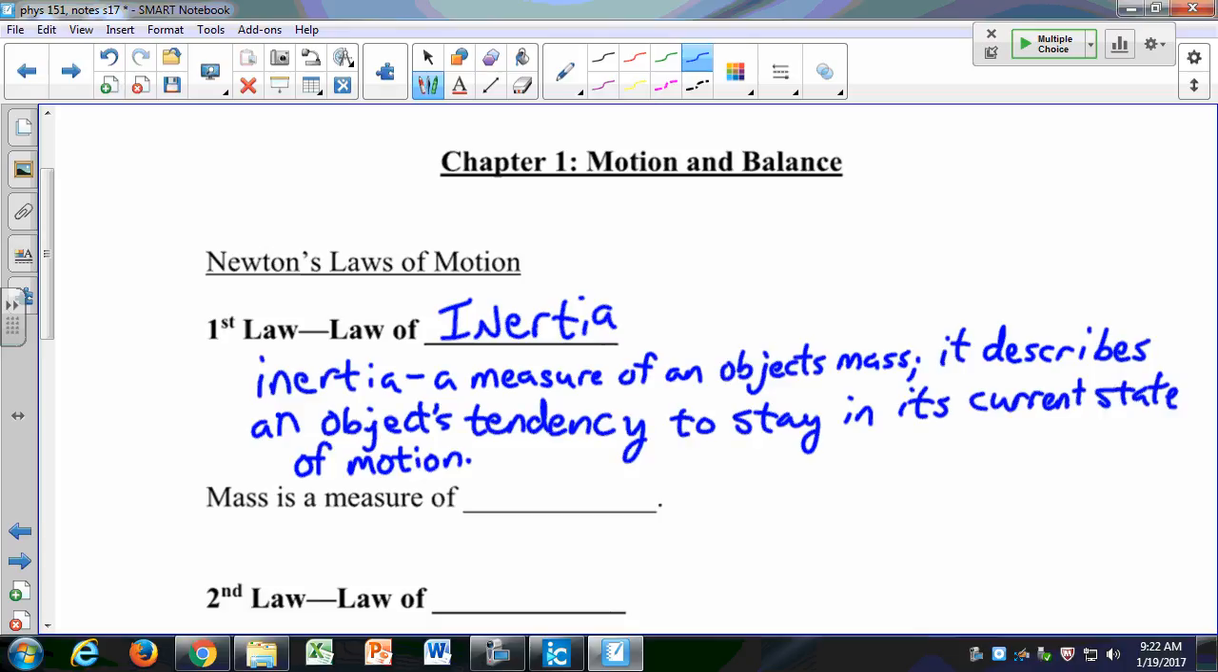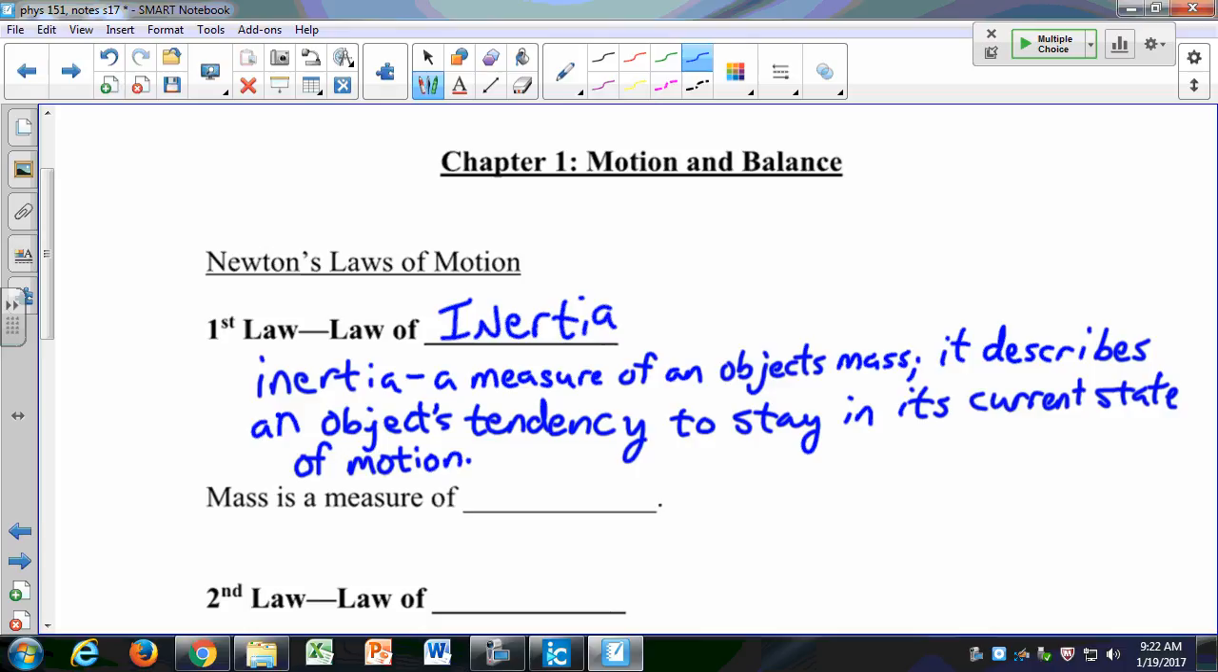So Newton said, if an object is at rest, it will stay at rest. If an object is moving, it will continue moving forever. It will never stop. If an object has inertia, whatever it's doing at that point is what it's going to continue doing. And that's very different from what Aristotle said.